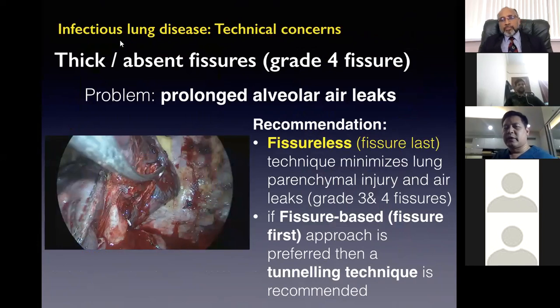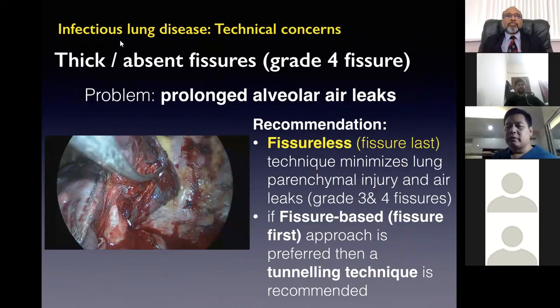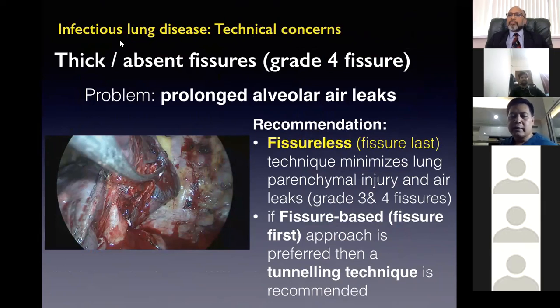So for grade 4 fissures, the recommendation is to use the fissureless technique, which minimizes parenchymal injury and air leaks. Specifically for grade 3 and grade 4 fissures. If you're used to doing a fissure-first or fissure-based technique, then you should do a tunneling technique, again identifying the vessels in the hilum, particularly the pulmonary vein, which guides you in where that fissure ends.